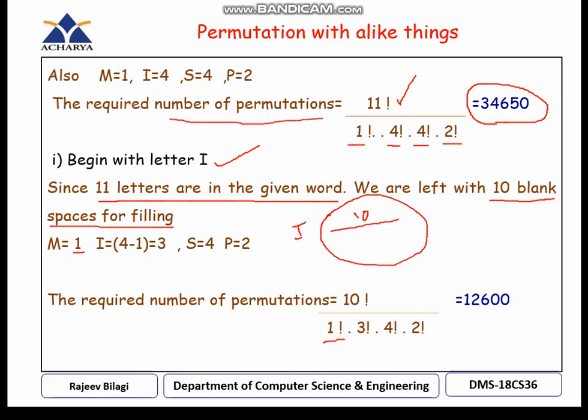I is equal to, we have actually 4 I's, out of which one is starting with I, so the remaining is 3 letters, that is 3 factorial, into S, that is S is equal to 4, that is 4 factorial, and P is equal to 2, that is also 2 factorial. So if you calculate this, you are going to get the value 12,600.